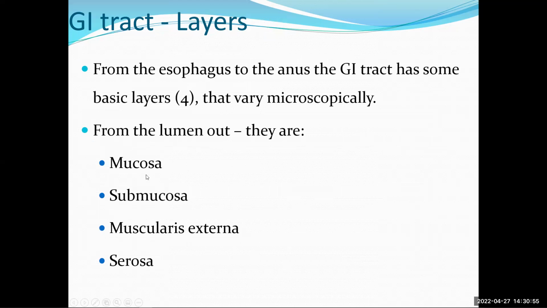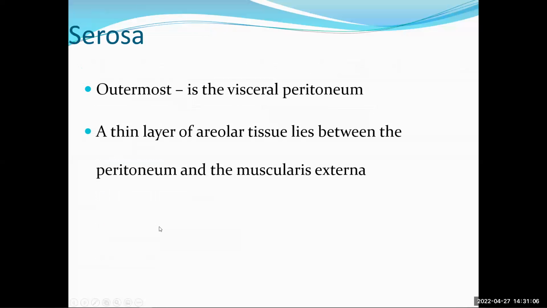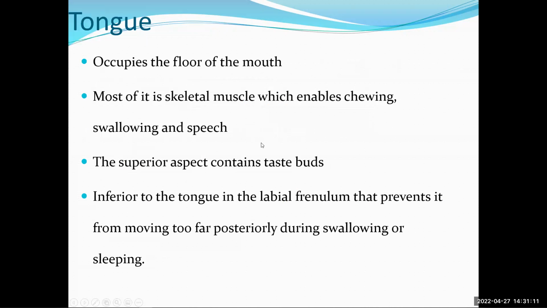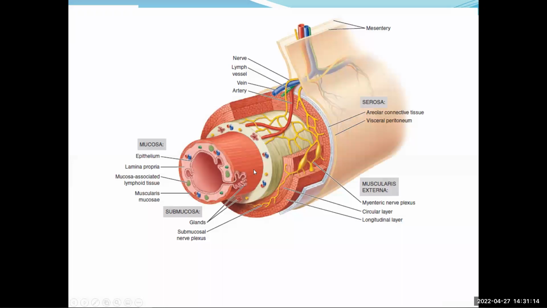The GI tract itself has these layers, and we look at it in a little more detail: the mucosa, submucosa, muscularis externa, and serosa. Let's have a look at them. So this is just showing the different layers: the mucosa, the submucosa, the muscularis externa, which is the muscular layer associated with the GI tract. And here you have, of course, the serosa being the most external of the layers.